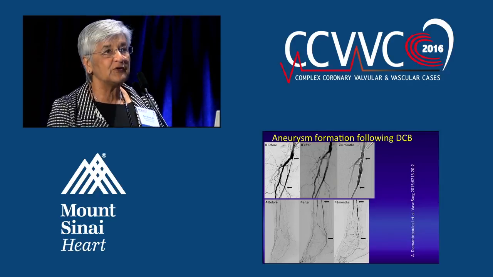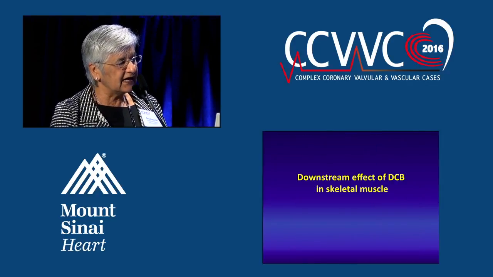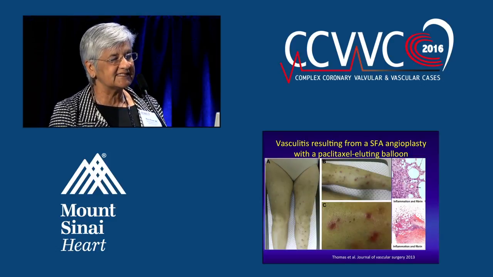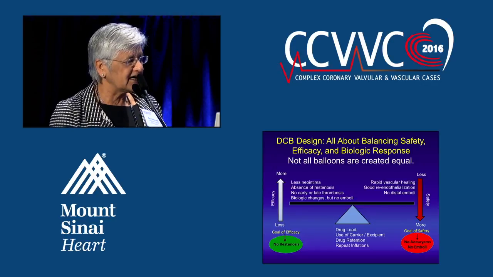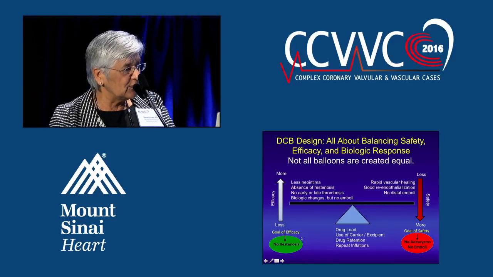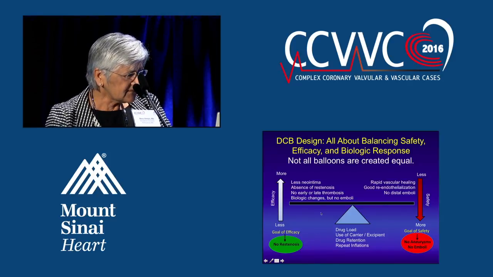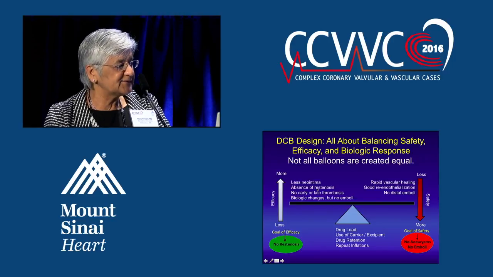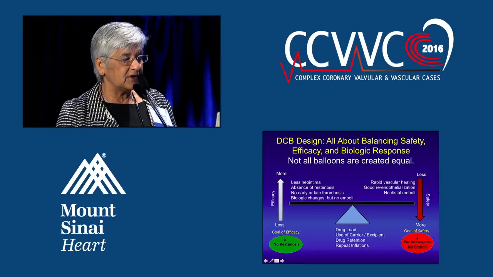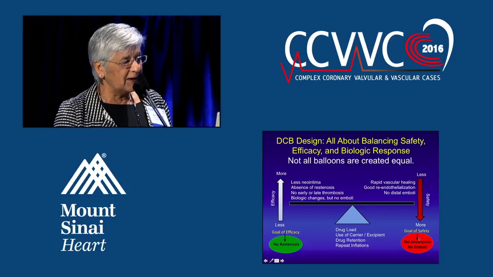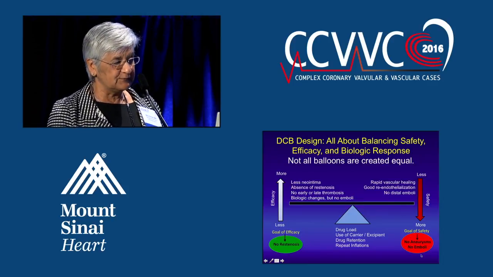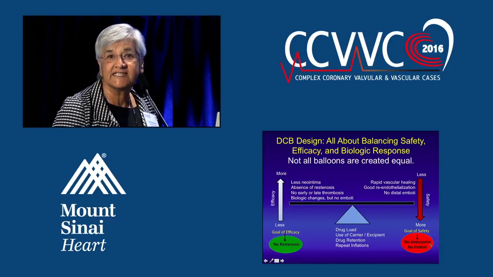I don't have time to go through it, but this can be a complication. Downstream effects in the skeletal muscle, you can get necrosis if there are distal emboli, and this is in a patient. So I'd like to summarize by saying not all balloons are created equal. What is your goal? Overall it is efficacy. There should be less neointima, absence of restenosis, no late thrombosis, and biologically no emboli. We want no complications, that is, there should be rapid healing, re-endothelialization, and no distal emboli, no aneurysms, no embolic disease. Thank you so much.